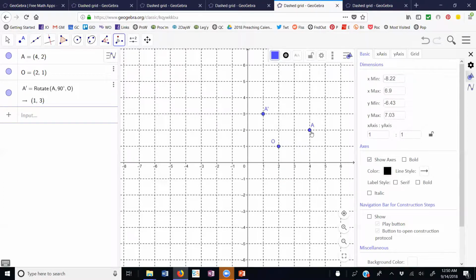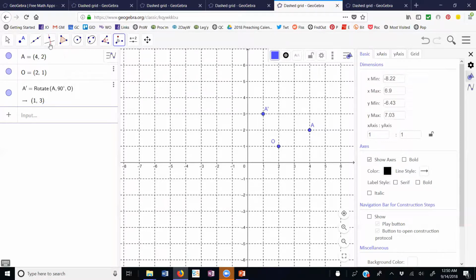Now, notice how slope is manifested. To get from A to O, I go down 1 and over 2. But I want a 90 degree angle here. So that means this is going to need to be perpendicular. It's going to be over 1 and up 2.